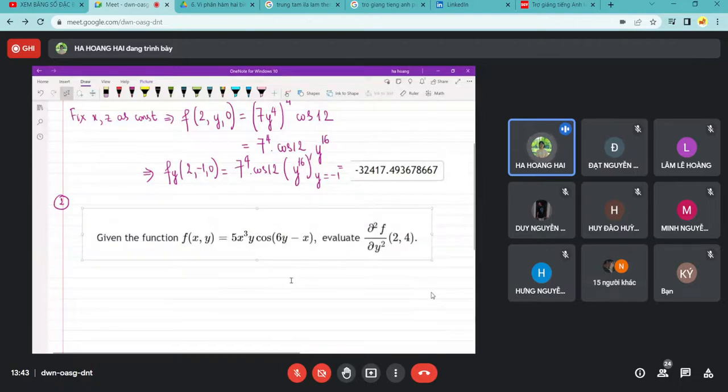Let's evaluate d square f over dy square at (2, 4). It means that we are having a second order partial derivative.